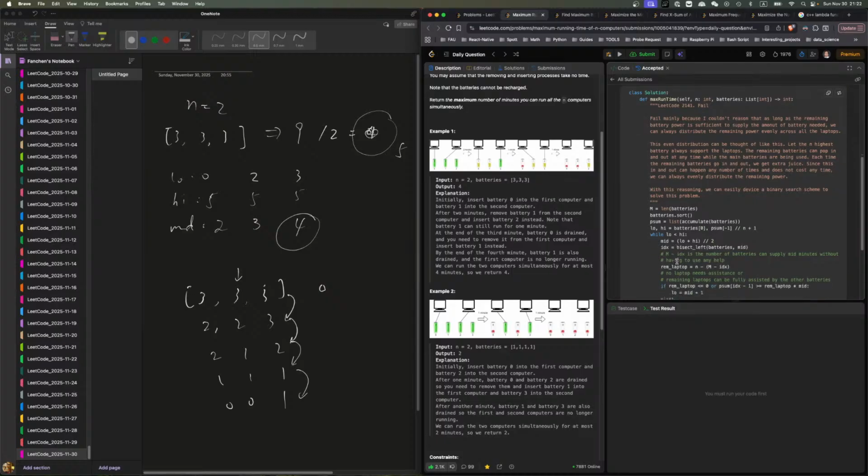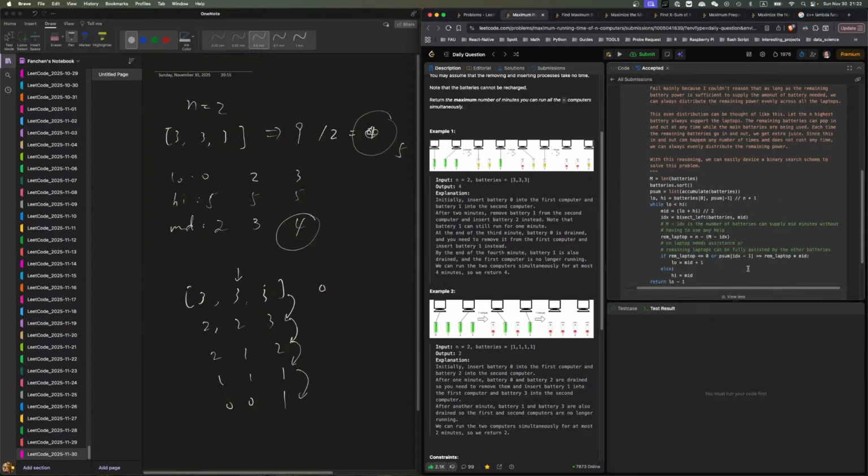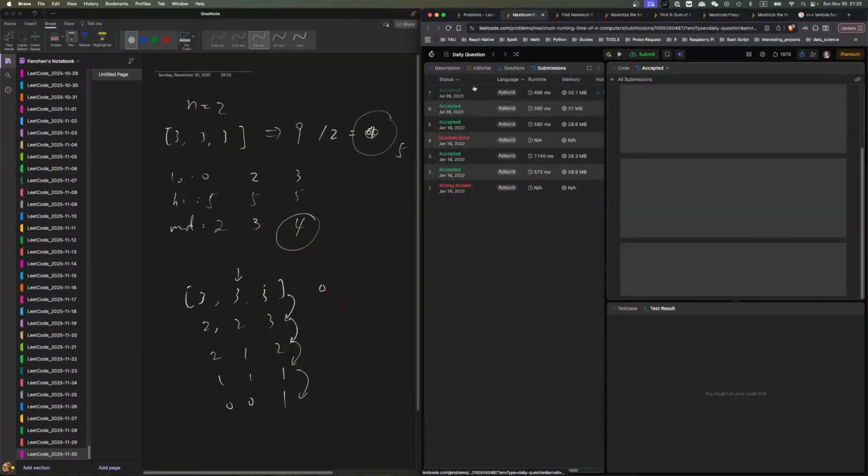If it's not, it's not possible. So if this or this is larger than, so the ones that can do cannot be used to power back because those are locked in. Right? Those are locked in. I see.